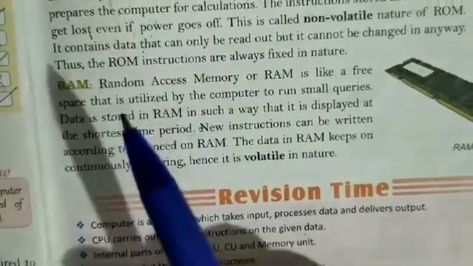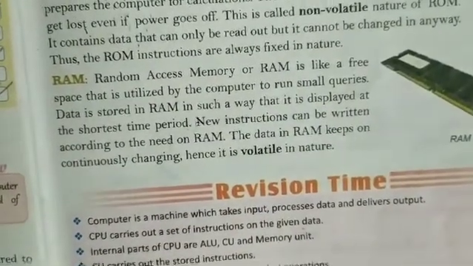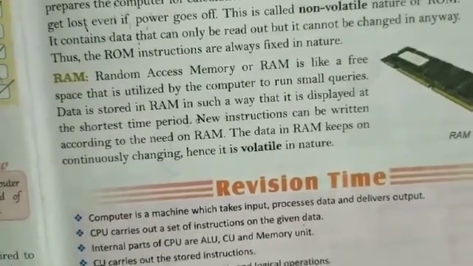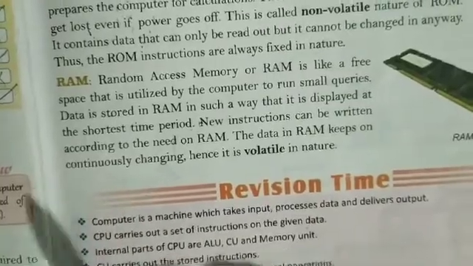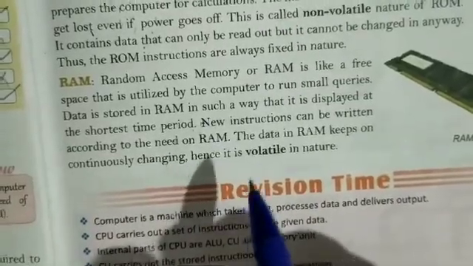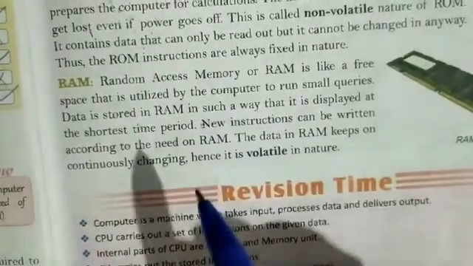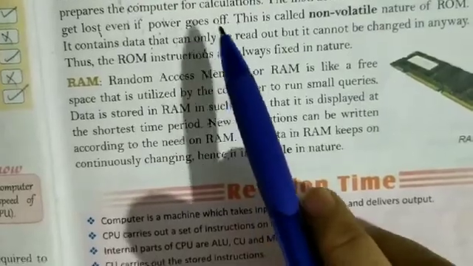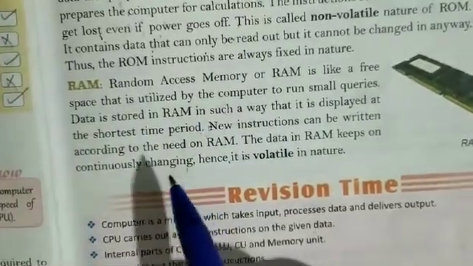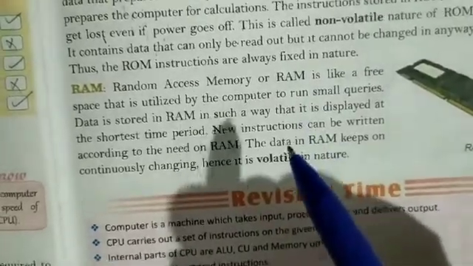So students, we have discussed that there are three parts of CPU. One is CU, second is ALU, and third is MU or memory unit. Memory unit is divided into two parts, that is ROM and RAM. ROM is non-volatile in nature. It is permanent in nature. RAM is volatile in nature. That means it is temporary in nature.